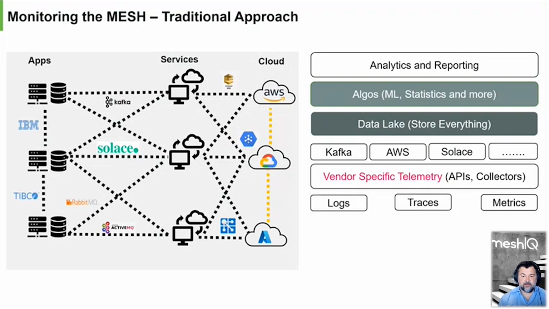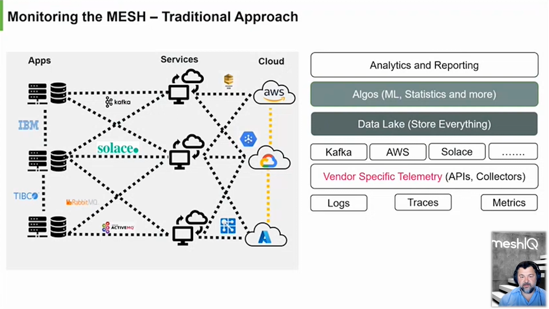The most common, traditional approach was that each vendor provided its own set of performance and monitoring technologies and instrumentation, whether that's APIs or collectors that allow you to monitor this infrastructure. So Solace would have its own API, and so does MQ, and so does Kafka, Rabbit and Active. All of them have their own vendor-specific telemetry. And yes, you can connect to them and pull all these metrics in.